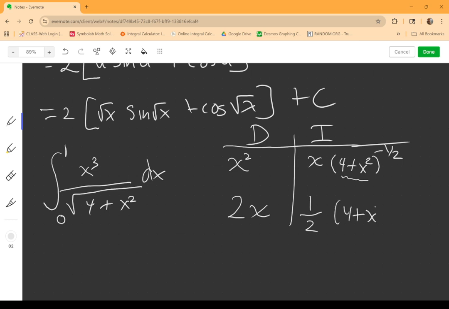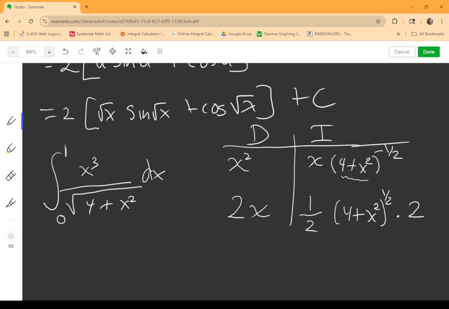All right, and then I can use the power rule here, right? 4 plus x squared, right? Add 1 to negative 1/2. So that gives me positive 1/2. And then don't forget to divide by the new power. In this case, 1/2 is the same as multiplying by the reciprocal, which is 2.